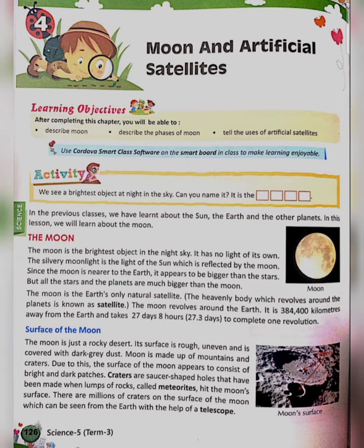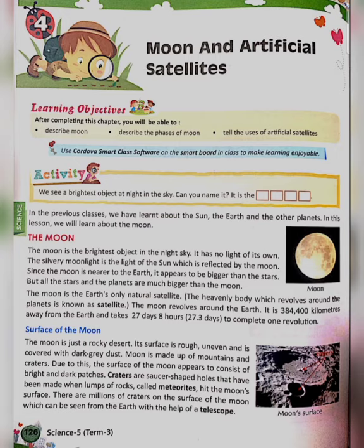We all know that moon is the brightest object in the night sky. It is absolutely right, but it has no light of its own. In the chapter Light and Shadow, I have told you that moon does not have its own light because it reflects the light of the sun. Because moon is a non-luminous body, it only reflects whatever light it receives from the sun. That's why moon shines in the night.